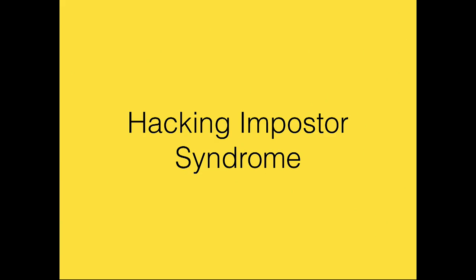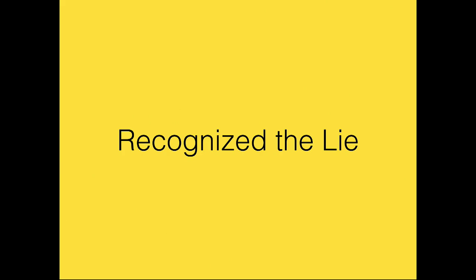So I try to recognize that imposter syndrome is a lie. I am lying to myself. And I try to realize that I'm in that thought process and where it's leading, and then I stop. It's pretty easy to train yourself to recognize something.